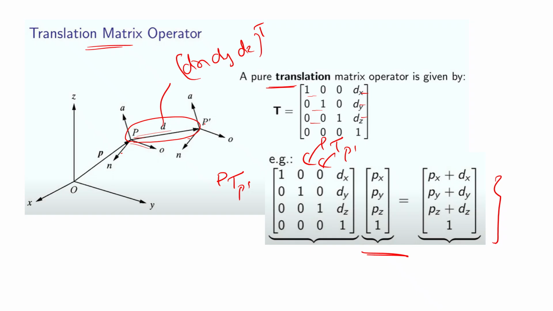Okay, so to this, a point is attached. Now we are going to say this with respect to the reference frame. So this distance is Px, Py, Pz. Then if you just multiply, you will get this one. So that's why you can represent the transformations in terms of matrix multiplication. So this is pure translation.